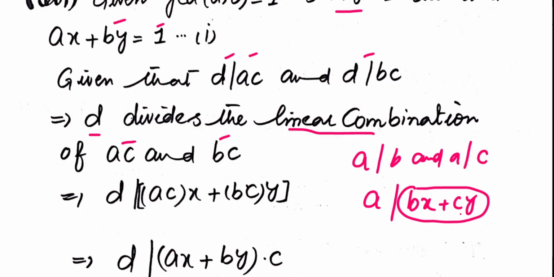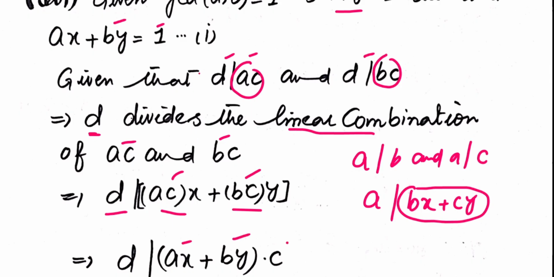So we can use this property here. As D divides AC and D also divides BC, according to this property, D must divide every linear combination of AC and BC. So consider this linear combination: D divides ACX plus BCY. This is the linear combination of AC and BC. Taking C as common, we have D divides (AX plus BY) into C.